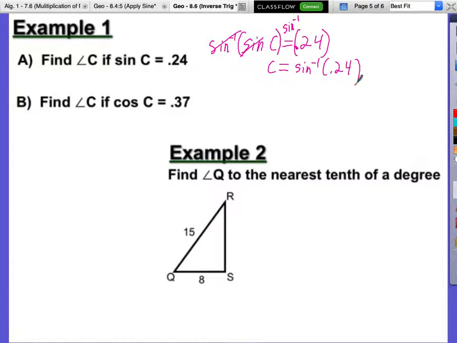So if you look right above the sine button, what do you see? Inverse sine. You see that inverse sine notation there. If you push that second button at the top left of those calculators, it's in that lighter shade of blue. Equals 13.9.